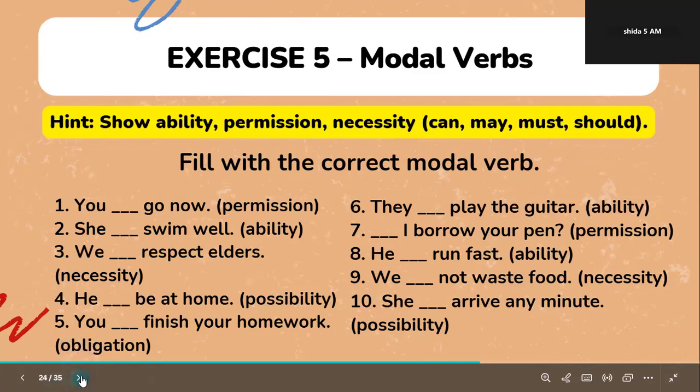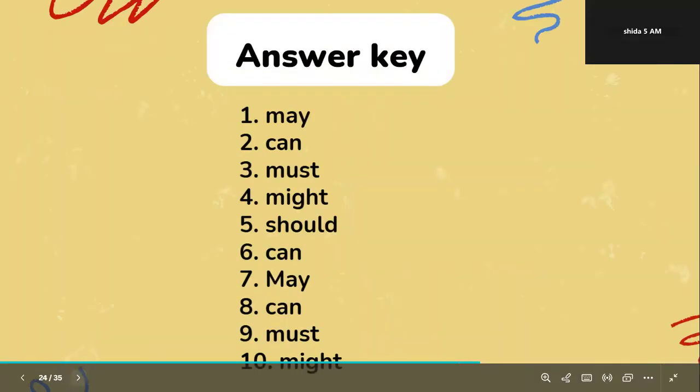Let's check the answers. Yeah, may, can. Yes, we have got the right answer. So try to do the rest of the exercises by yourself. Okay, keep learning. We can deal with the next one.